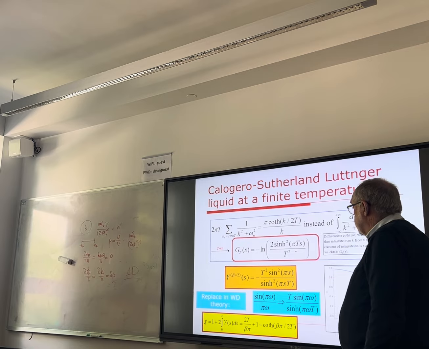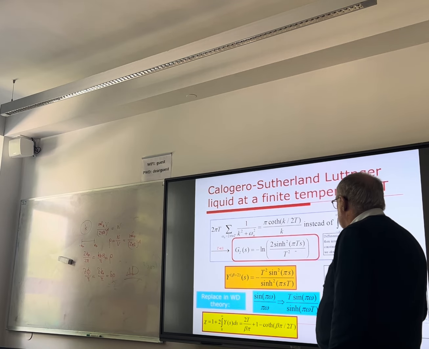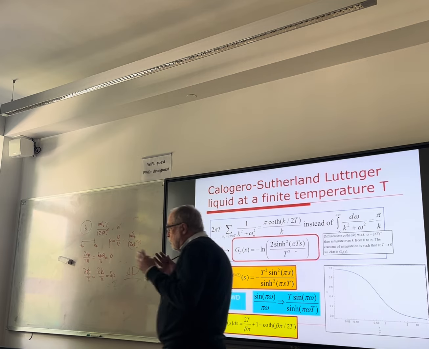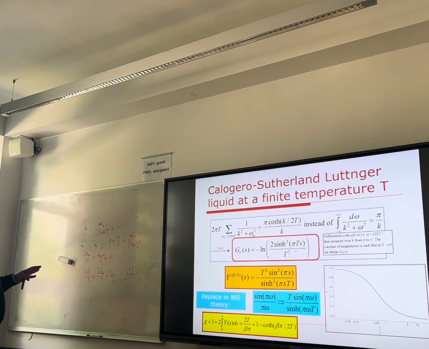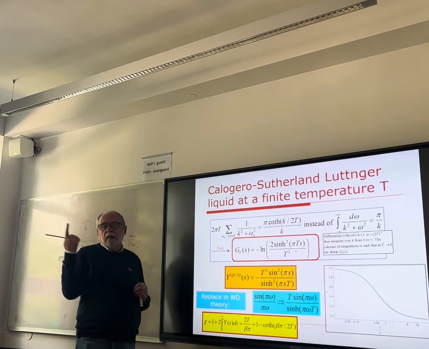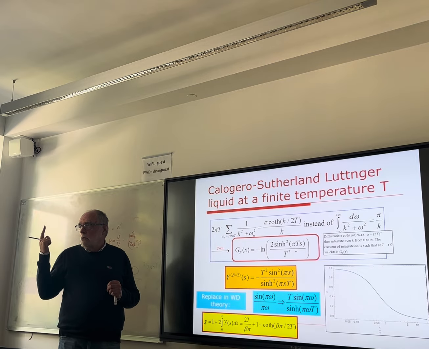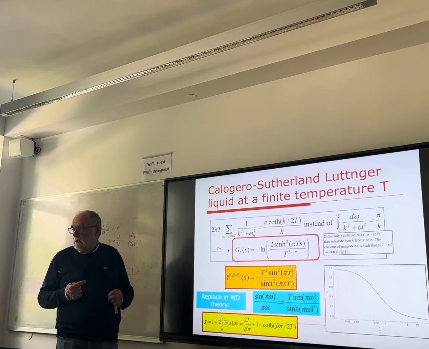Then you ask a question. Okay, I took the model of free bosons. I computed zero temperature, and it coincided with Wigner-Dyson. Now I can compute finite temperature from the same model, and I ask a question: what is, if any, the random matrix model that corresponds to finite temperature?